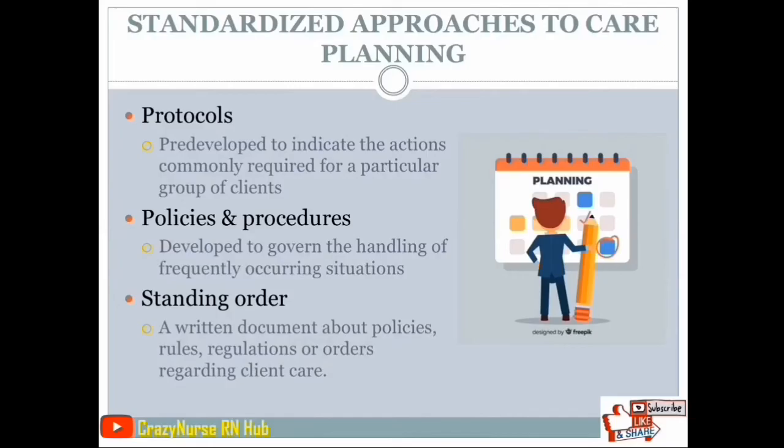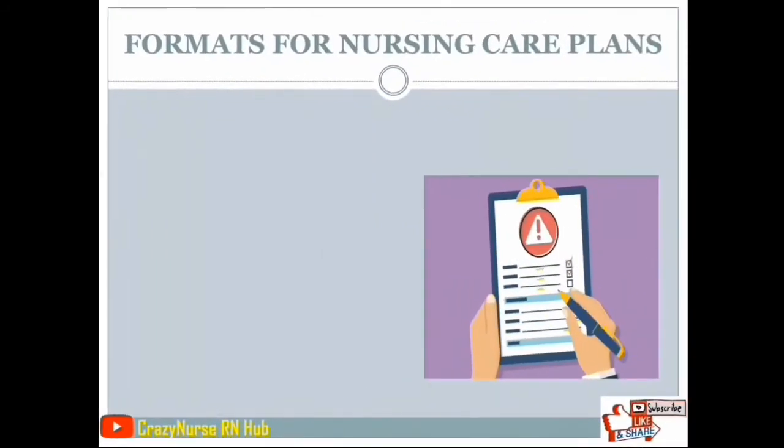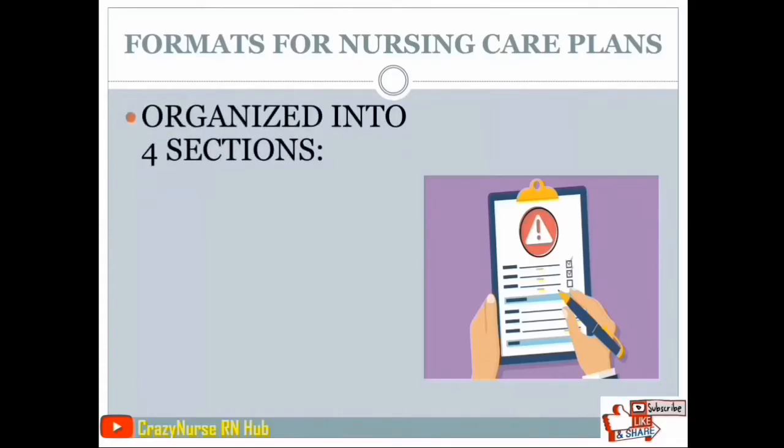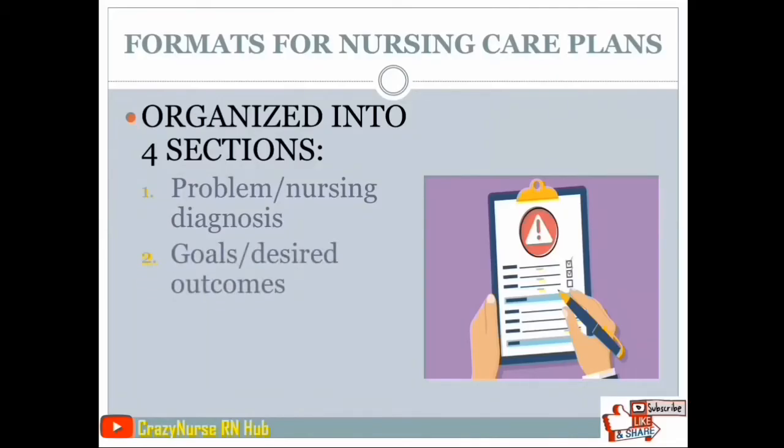Regardless of whether care plans are handwritten, computerized, or standardized, nursing care must be individualized to fit the unique needs of each client. Now let's proceed to the formats of nursing care plans. Although formats differ from agency to agency, the care plan is often organized into 4 sections. We have problem or nursing diagnosis, goals or desired outcomes, nursing interventions, and evaluation.